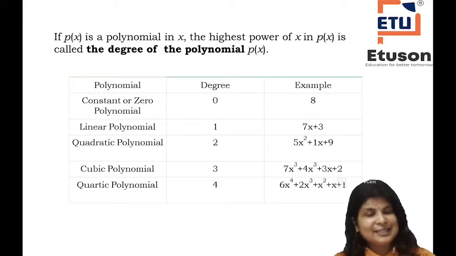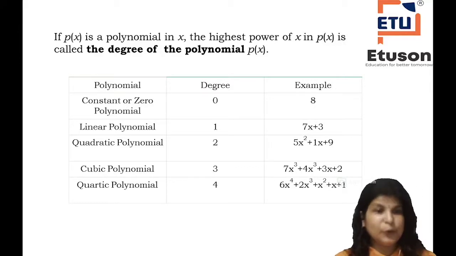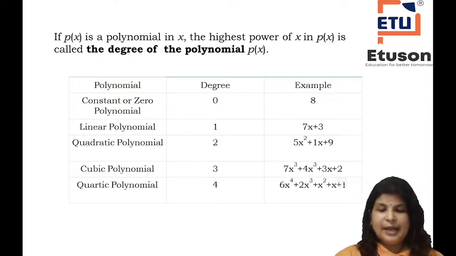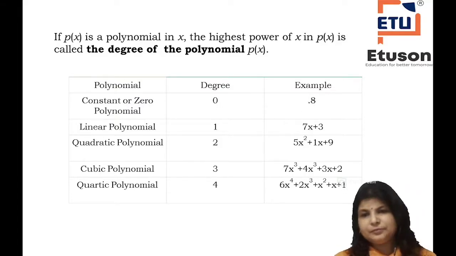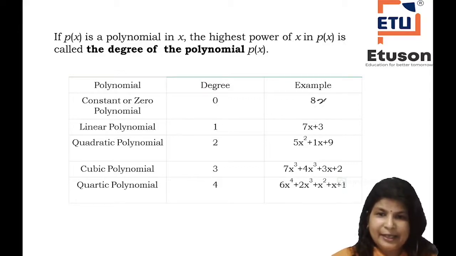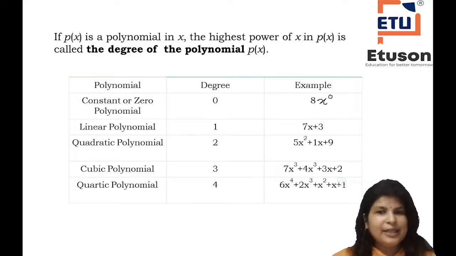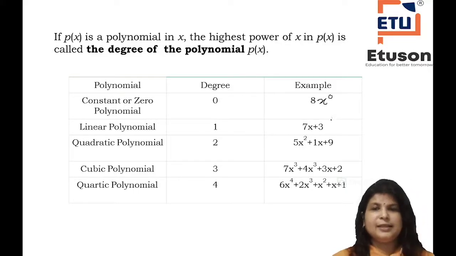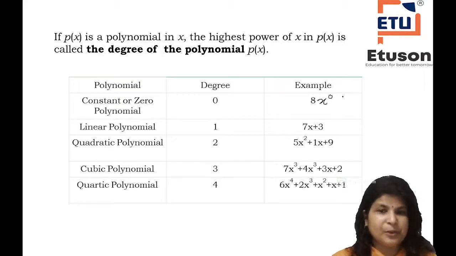So if the highest degree in the polynomial is 0, then it is called a zero polynomial. For example, 8. You don't have any variable here. So can I write x to the power 0 here? I can write, right? x to the power 0 is equal to 1. So 8 into 1. So what is the highest power of x here? That is 0. So it is called a zero polynomial.